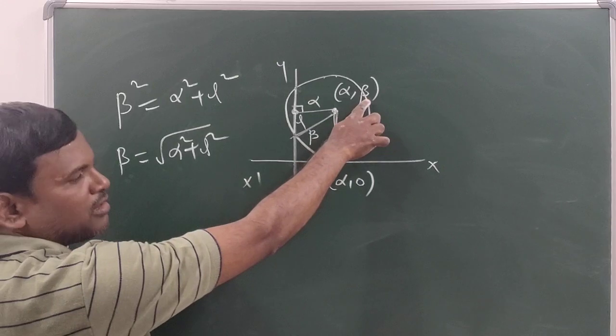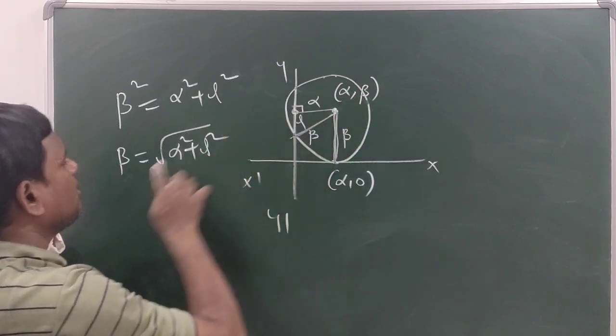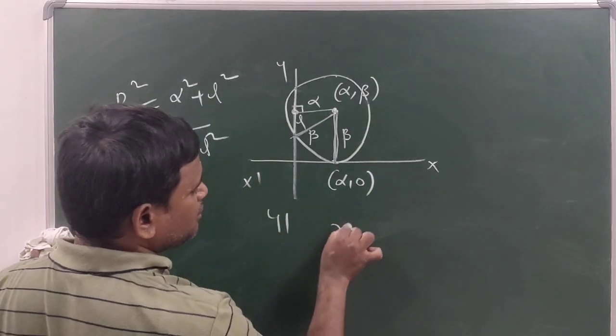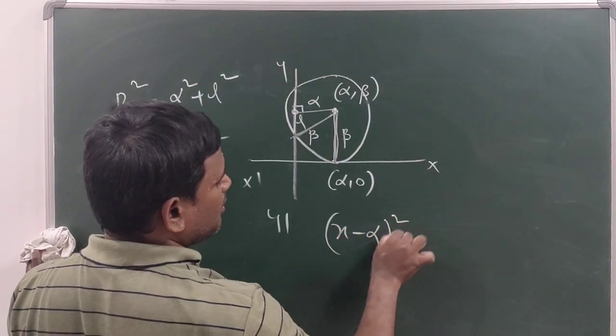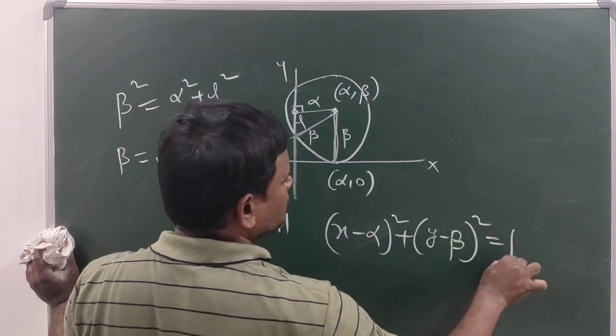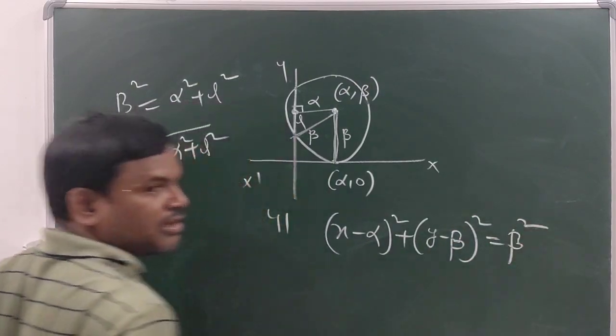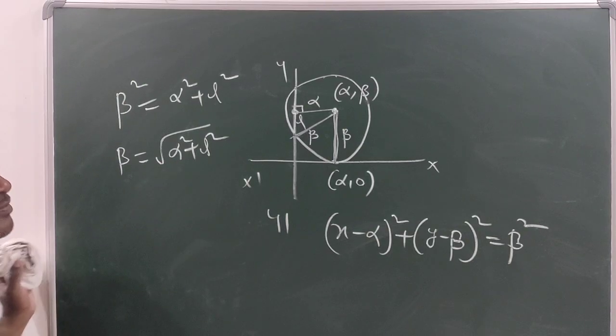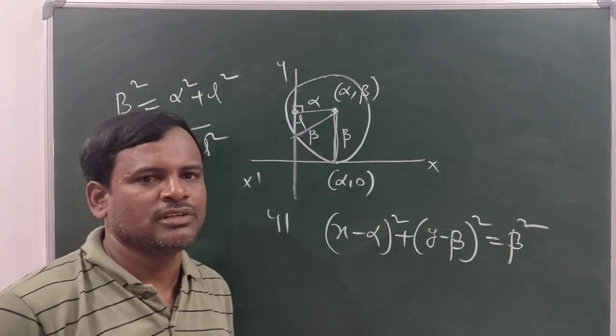Now you got the center, now you got the radius. Now apply this formula: x minus alpha whole square plus y minus beta whole square is equal to beta square. In the place of beta, write this result. I think we have understood this.